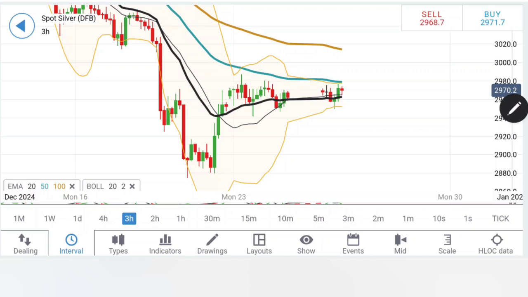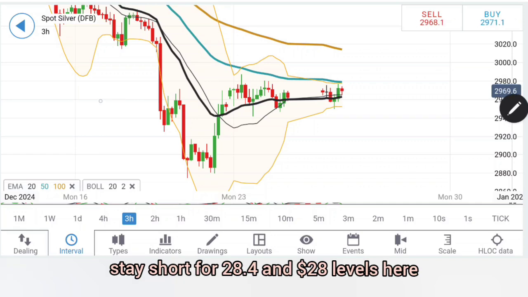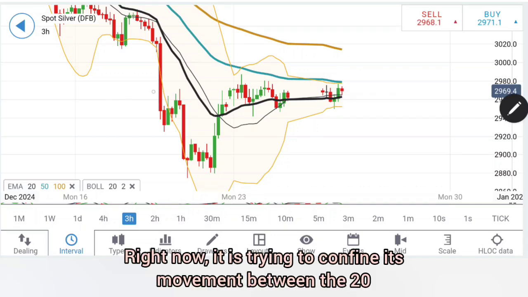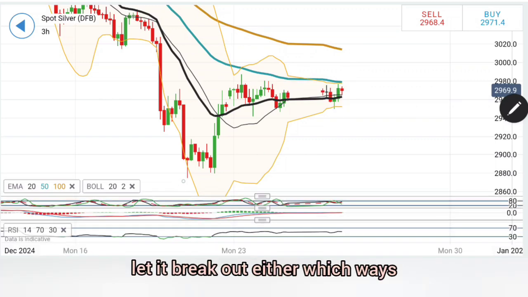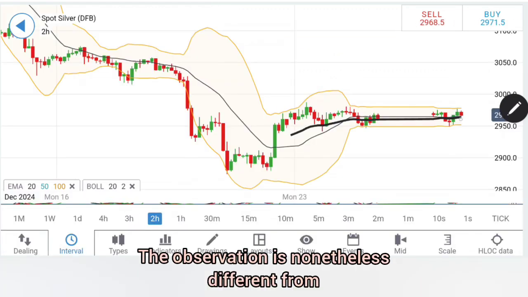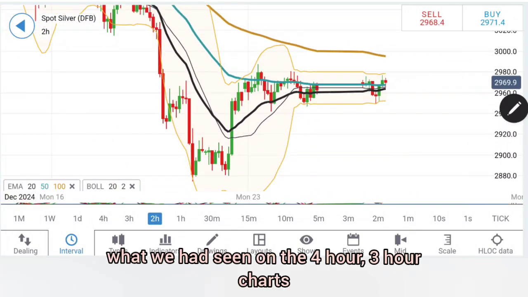If at any point of time today, tomorrow or next week silver trades below 28.75, stay short for 28.4 and $28 levels here. Right now it is trying to confine its movement between the 20 and 50 period average. Let it break out either way. The observation is nonetheless different from what we had seen on the 4-hour, 3-hour charts.